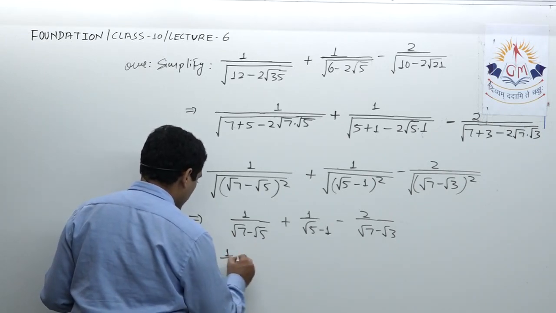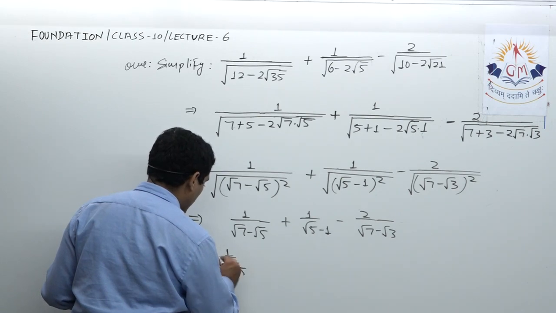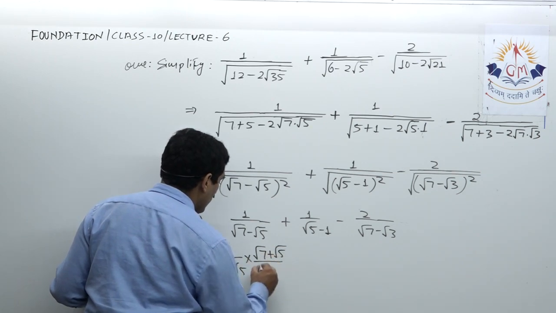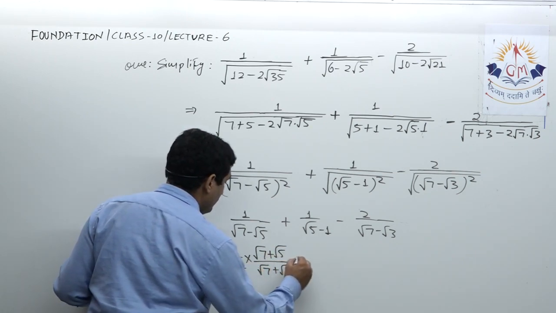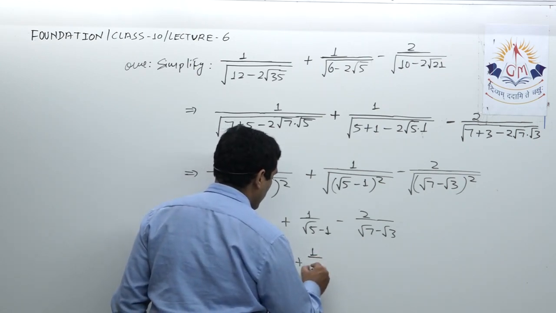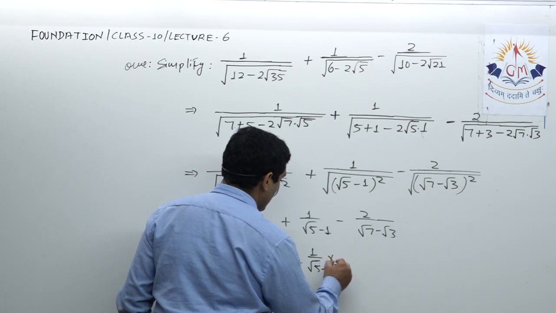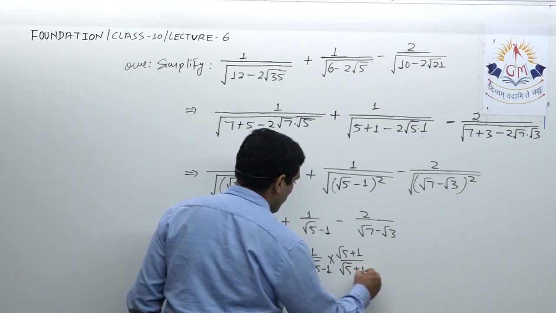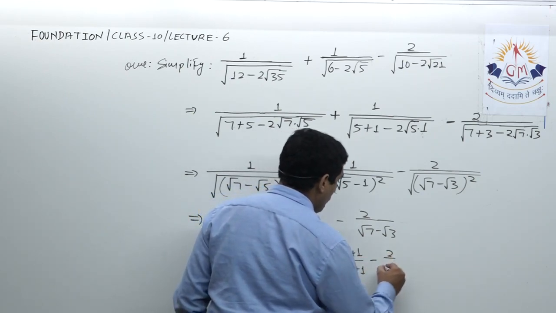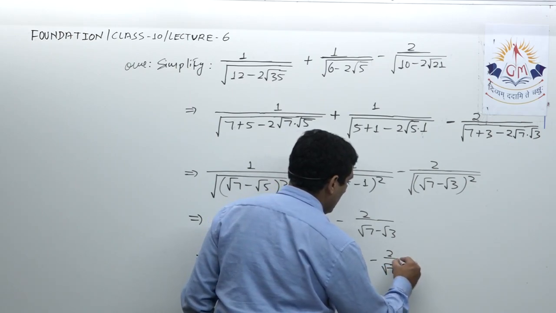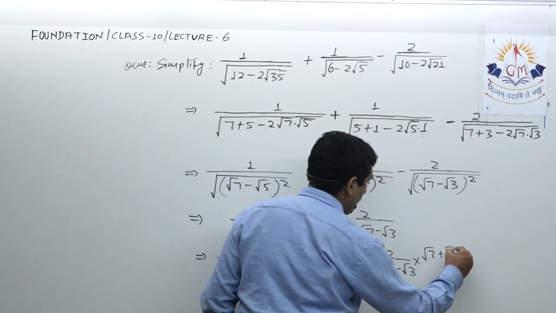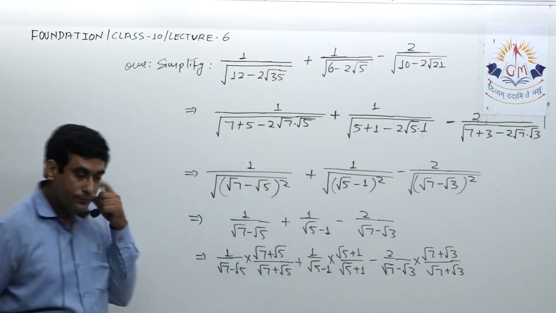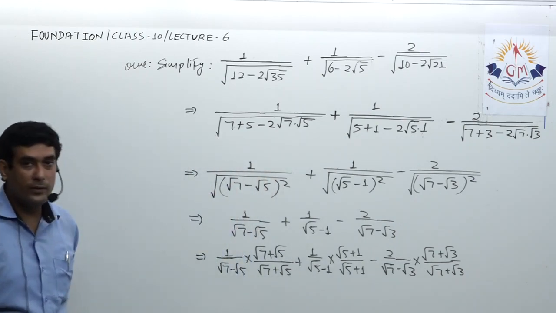So here it is 1 upon root 7 minus root 5. For rationalization, I'll multiply and divide by root 7 plus root 5, plus over here it is 1 upon root 5 minus 1 into root 5 plus 1 upon root 5 plus 1, minus 2 upon root 7 minus root 3 into root 7 plus root 3 upon root 7 plus root 3. So here we rationalize each and every term. Note it down up to this point, then I will give you the further solution.